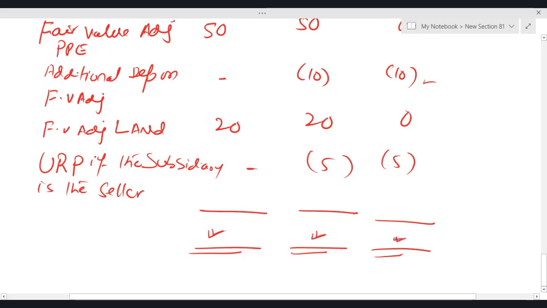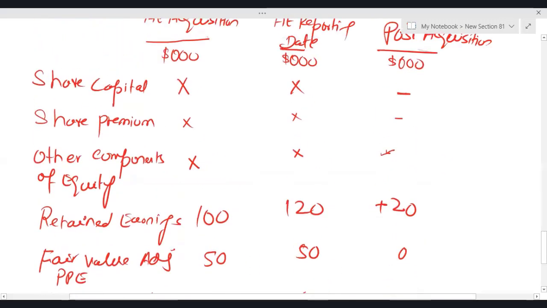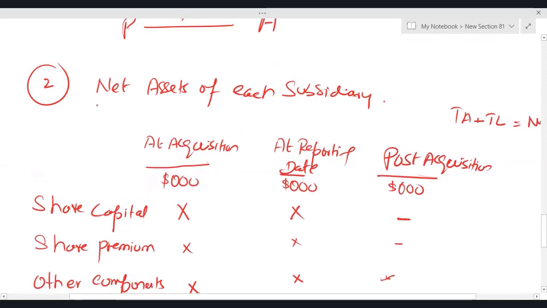Okay. Now, this is step 2. In step 2, what do we do? We just perform a simple calculation, which has 3 columns. We want to know the position of net assets of subsidiary at acquisition and at reporting date. Question.